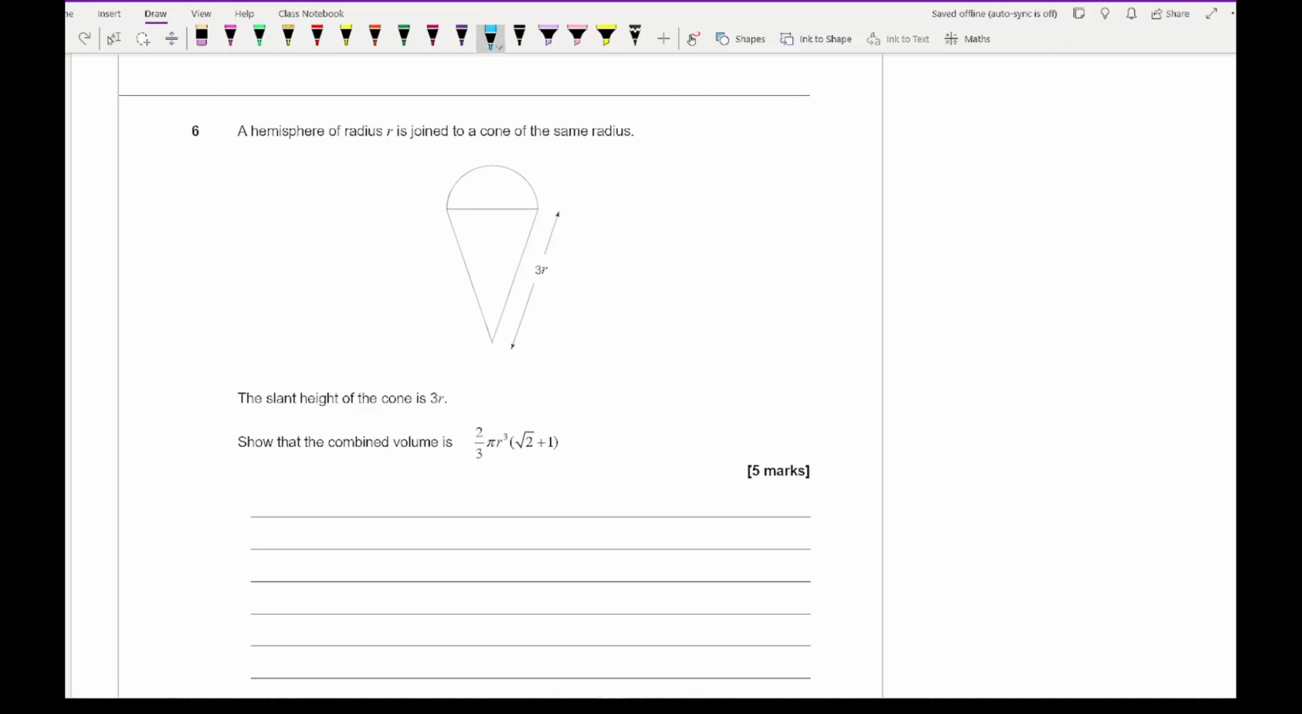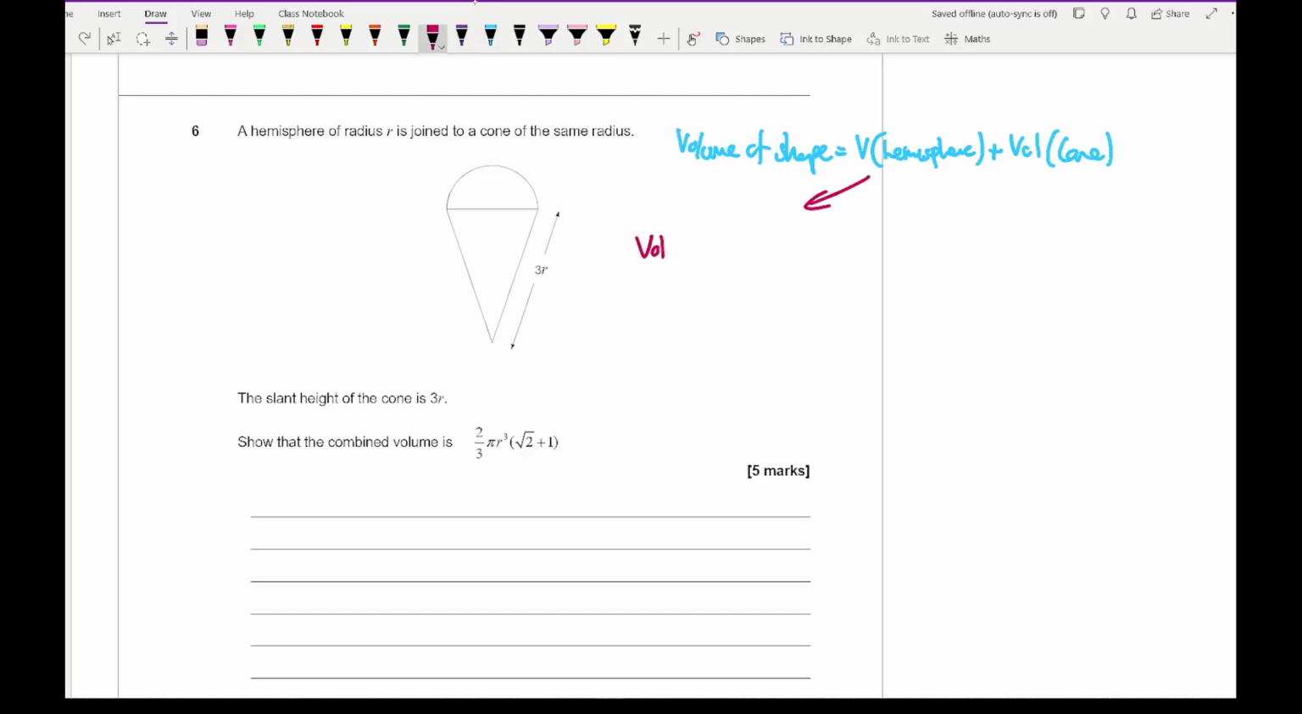So in terms of the volume of the combined shape, let's just write down the basics. So the volume of the shape is going to be equal to the volume of the hemisphere plus the volume of the cone. So what I need to do is work out those two shapes separately and add it together.